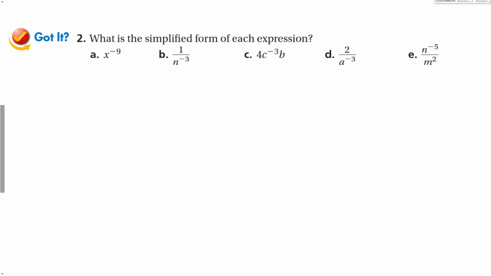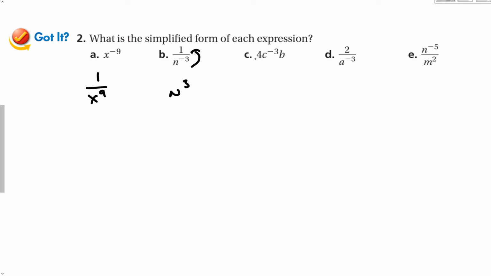Simplified form of each expression. X to the negative ninth power. Well, move it to the bottom and make the exponent positive. 1 over n to the negative 3. Move this up, and that makes the exponent positive. I don't have to put over 1, right? My denominator, if it has nothing in it, it just means over 1.